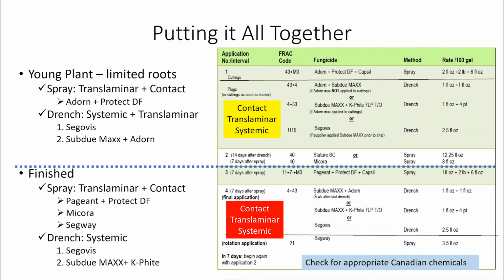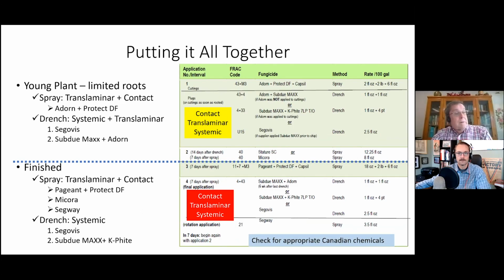Always be thinking of, am I putting a contact on? Do I have a translaminar? Do I have a systemic? Am I hitting all 3 so that I can give the best control overall? For those from Canada, make sure that you check what are the appropriate Canadian chemicals. Remember the chart that we showed earlier, those highlighted in pink are the appropriate Canadian chemicals. So Bill, does that give us a good idea of what some suggestions are for whether you're growing young plants or finished? Does that make sense?